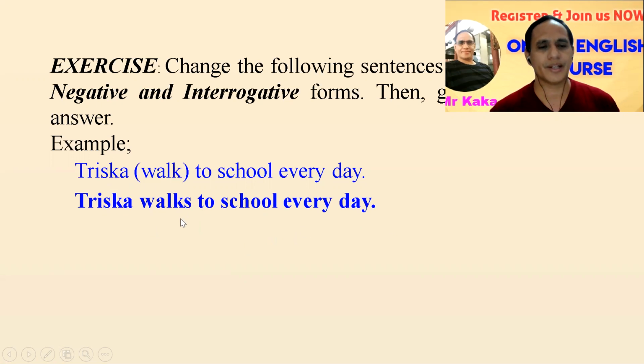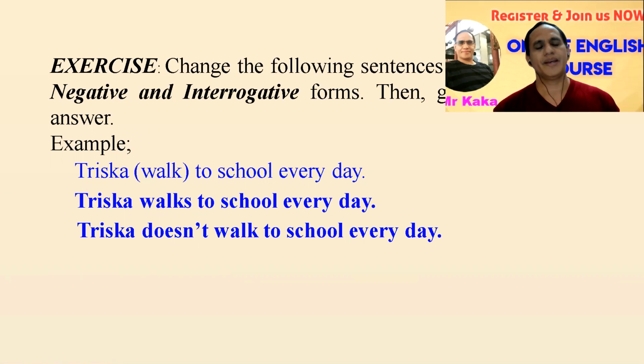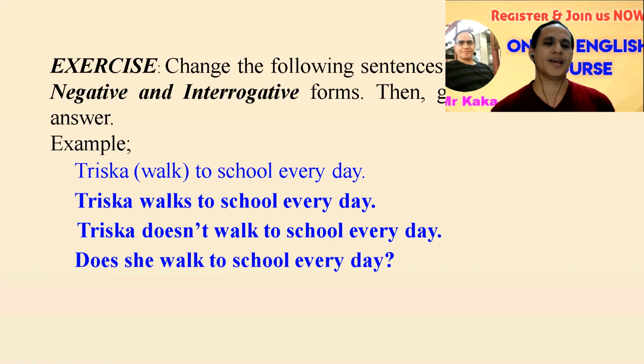As we know, if the subject is the third person singular, like Triska, which is classified as a third person singular pronoun, we add -s to the verb walk. So the sentence will be: Triska walks to school every day. And how about the negative form? The negative form of this sentence will be: Triska does not, or doesn't, walk to school every day.